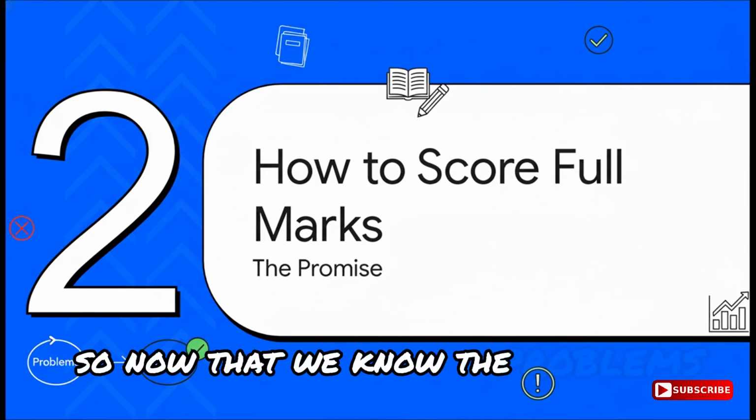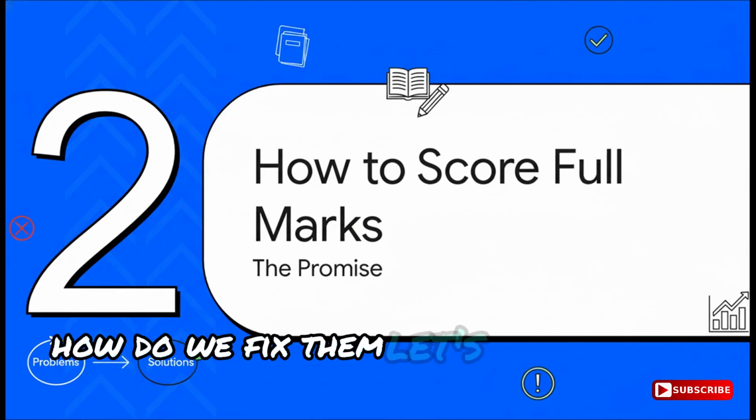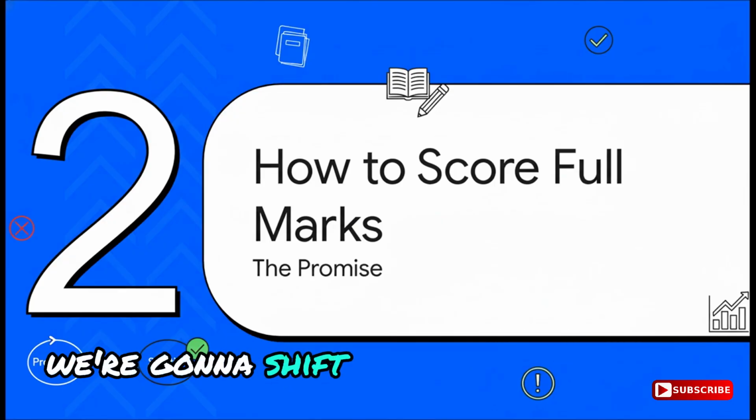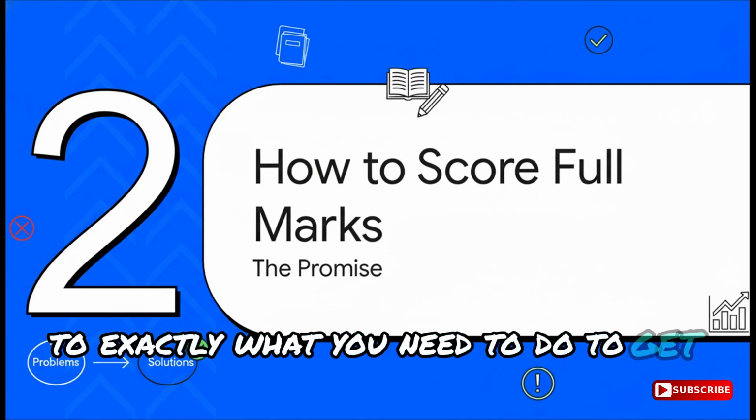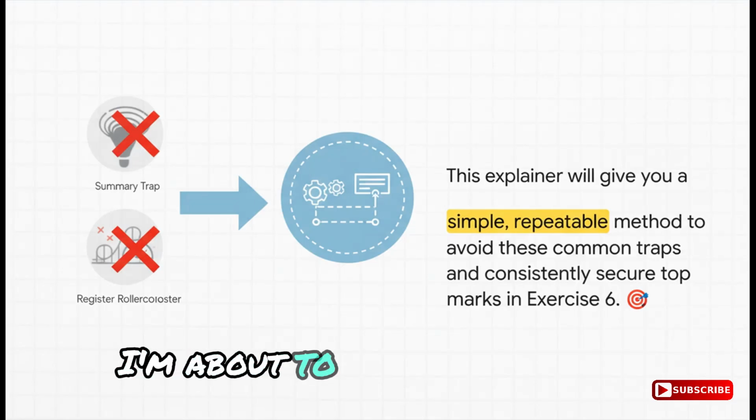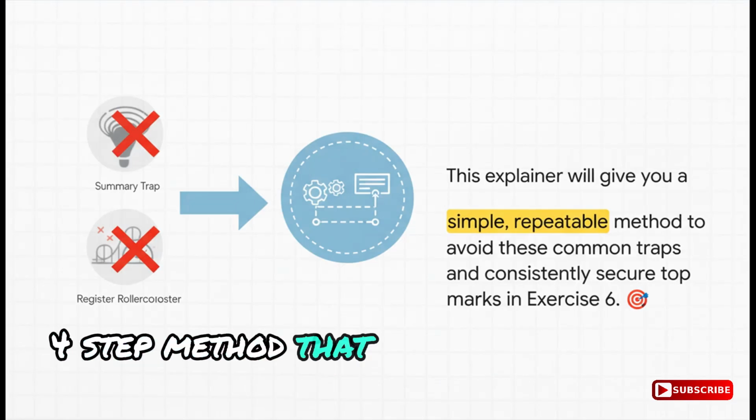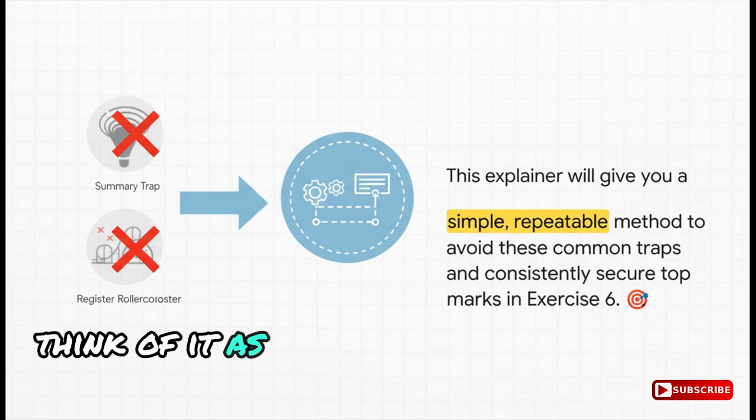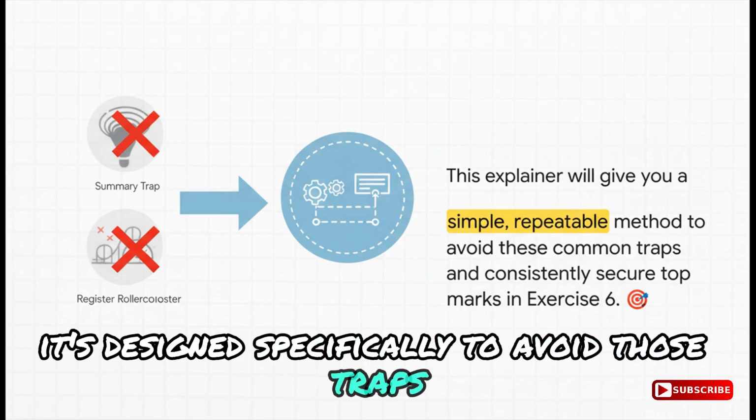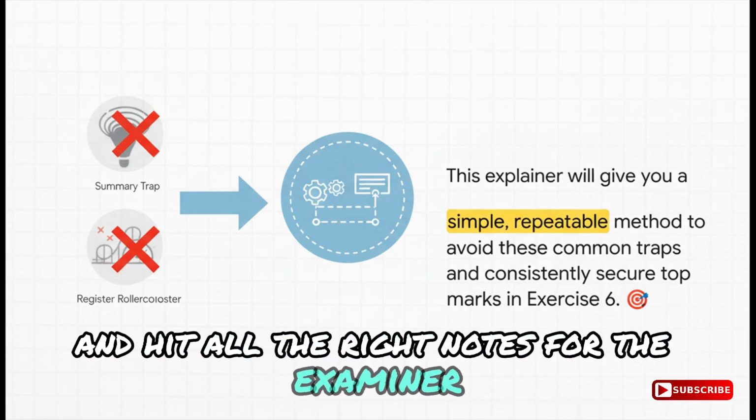So now that we know the problems, how do we fix them? Let's get into the good stuff. We're going to shift from what not to do to exactly what you need to do to get those full marks. I'm about to give you a simple 4-step method that you can use on any formal writing question they throw at you. Seriously, think of it as your secret blueprint for success. It's designed specifically to avoid those traps and hit all the right notes for the examiner.